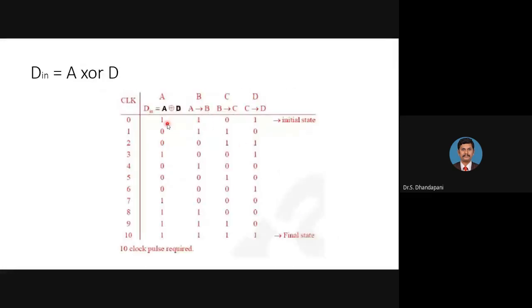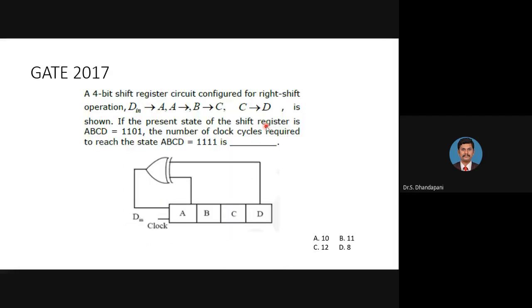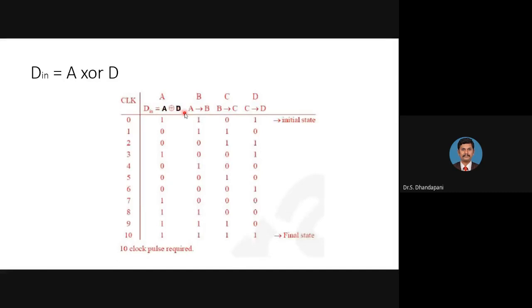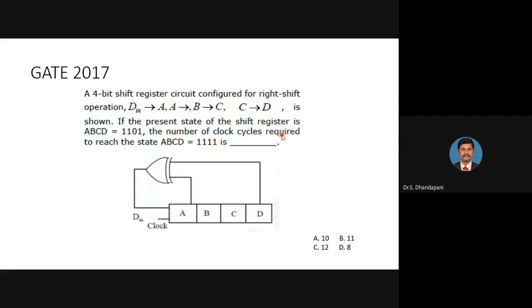So the initial value is 1101 as per the question. From the circuit diagram, we can see an XOR gate with connection from A and D. So A XOR D is acting as D in. And A value is transferred to B, B value is transferred to C, C value is transferred to D from the diagram. So A is transferred to B, B is transferred to C, C is transferred to D.